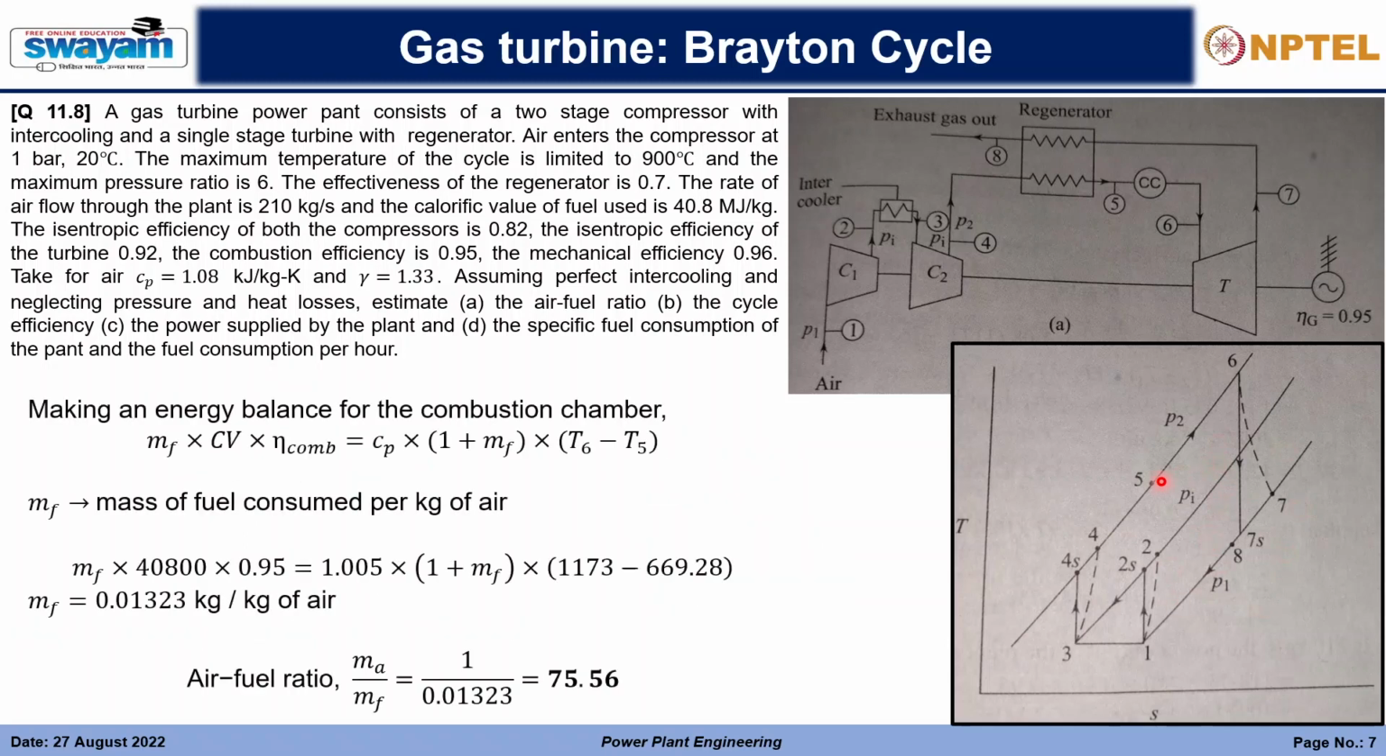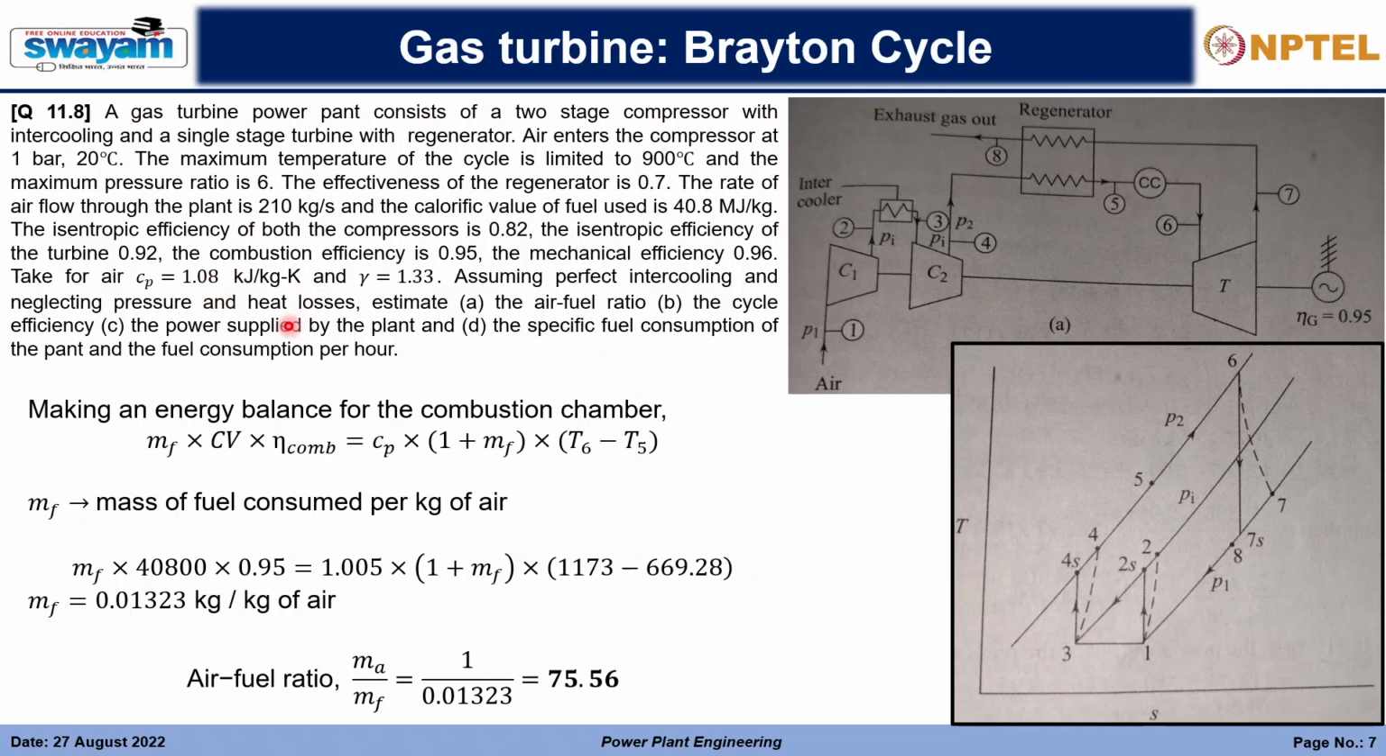So how to make the energy balance? The total energy balance will be the mass of fuel into its calorific value into the combustion efficiency. Not 100% of the combustion is fruitful, right? So there will be some losses, and accordingly we'll have to consider them. And this will be CPG, but the CPG is not given, so we can consider it for air. So it is not that different.